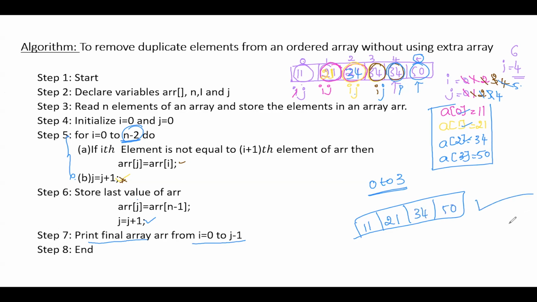Okay, so this is the algorithm to remove the duplicate elements from a given array without using an additional extra array. All right, I hope this is clear.